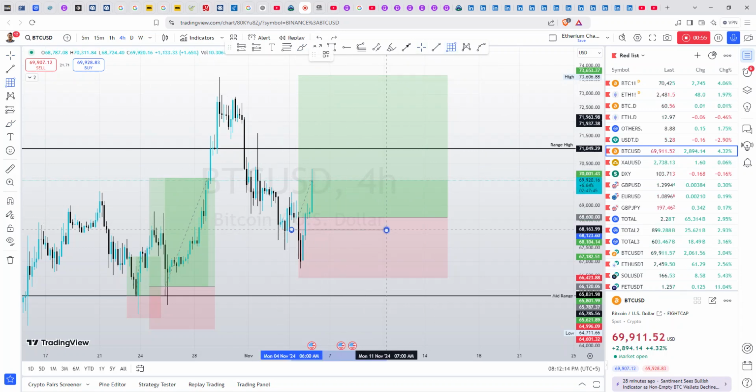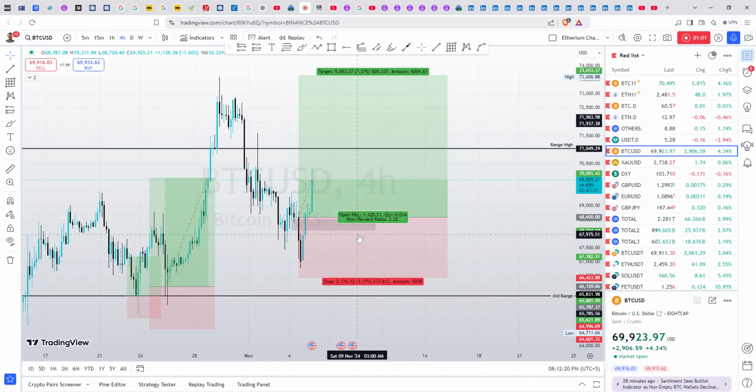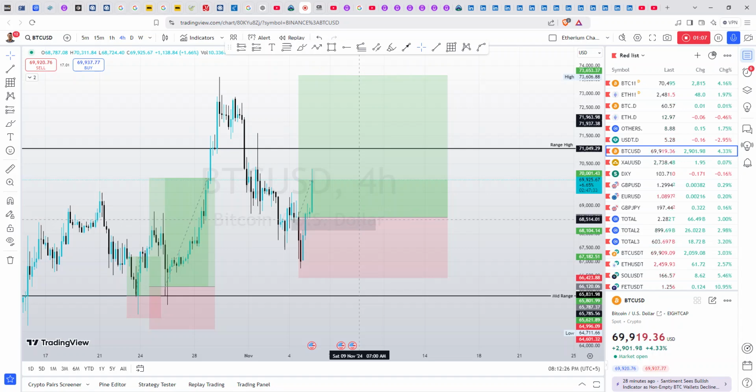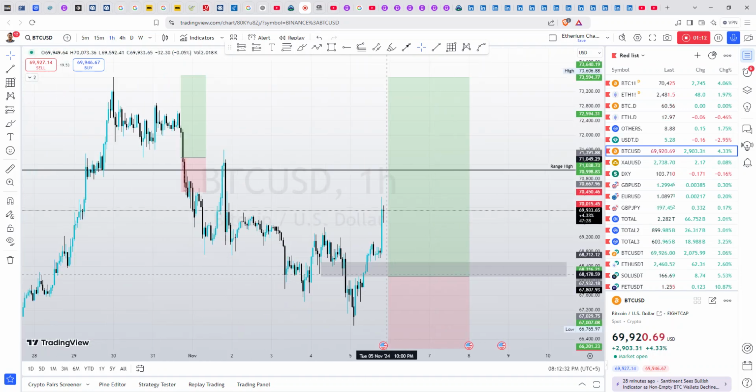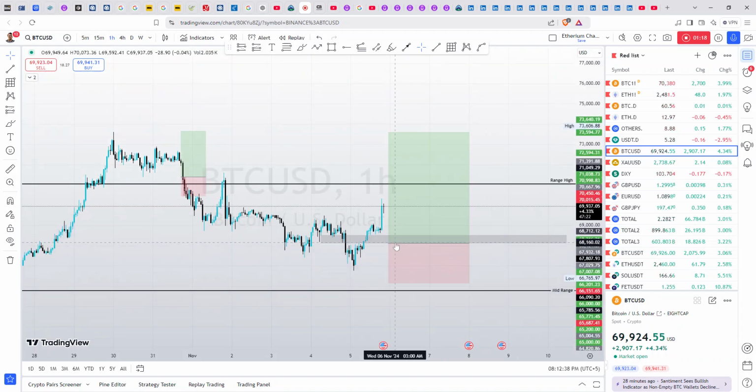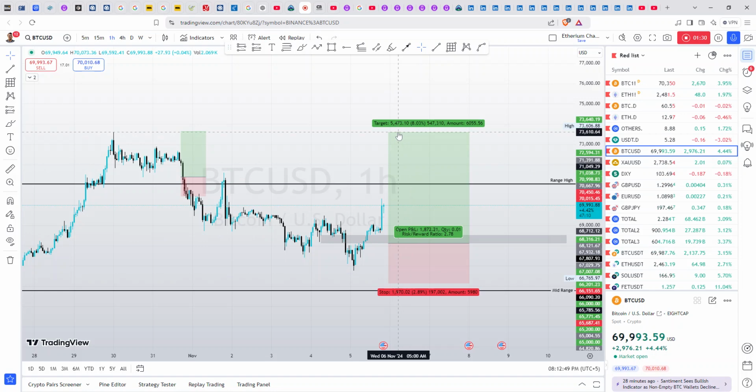We can also see a fair value gap over here, which can be used as another entry point, which falls in between the price 68,500 to 68,000. So let me show you what I have planned so far. I have another entry on the shorter time frame, which is at $68,160, followed by a stop loss at $66,150, along with the TP at $73,610, which is the all-time high of the previous week.